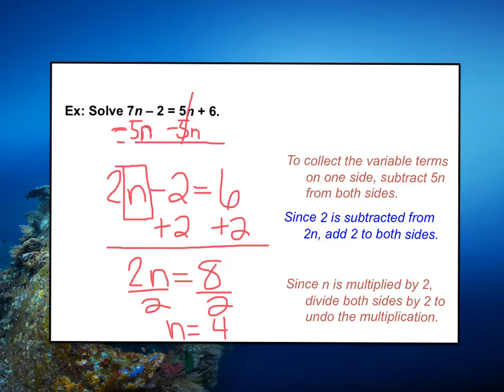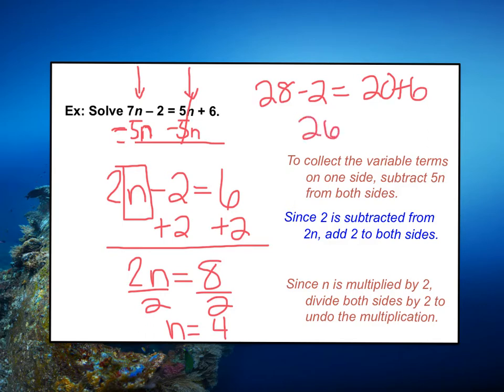In order for us to check our answer, we would plug 4 back in for n here, and check to make sure. So let's do that quickly. 7 times 4 is 28. Minus 2 equals 5 times 4, which is 20, plus 6. 28 minus 2 is 26. 20 plus 6 is 26, and this checks out. I encourage you to do the same thing for the next examples.